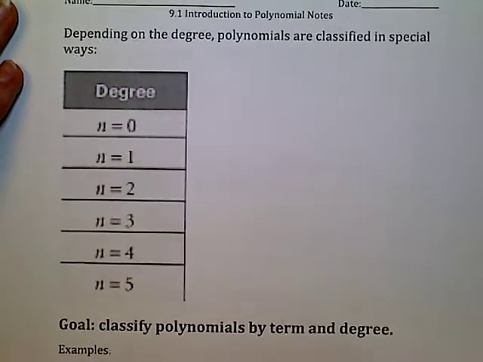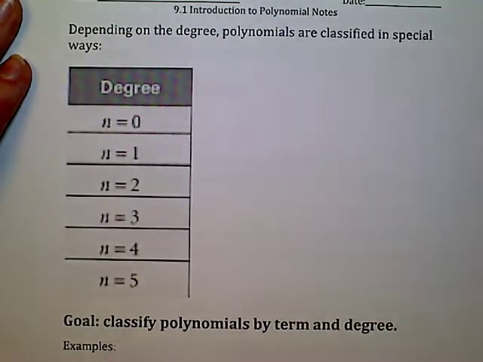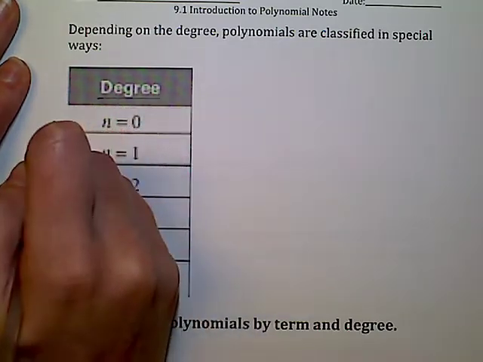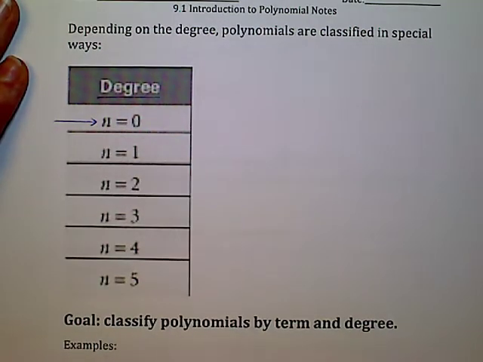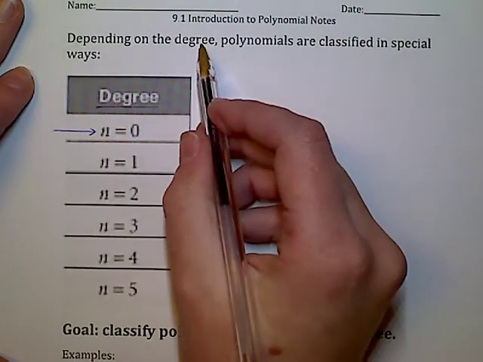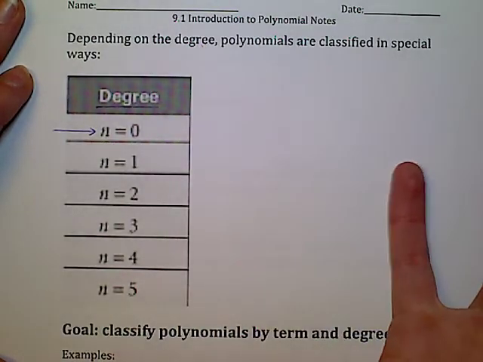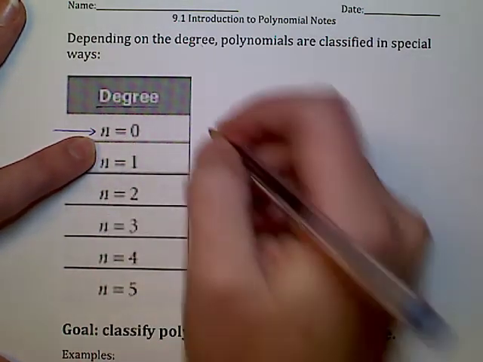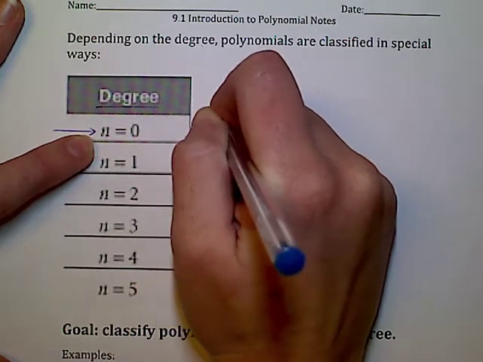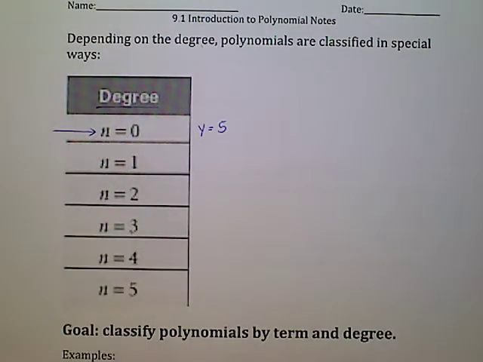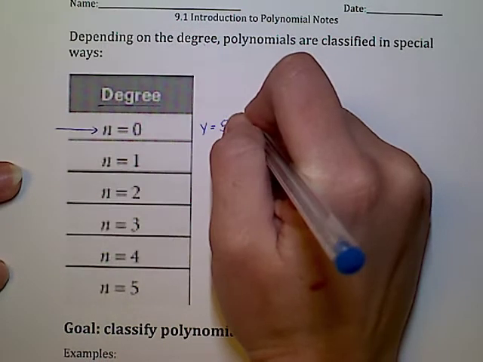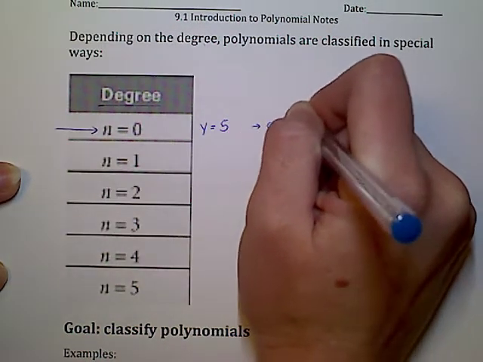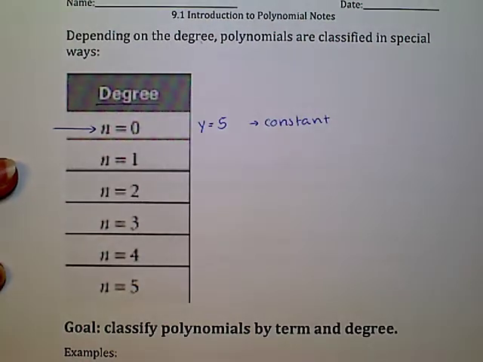Alright, let's flip it over. And let's talk a little bit more about the degree. You might remember this from Algebra 2. Degree, for some reason, they decided to give that the letter n. And depending on the degree, sometimes these polynomials are going to have special names. For instance, if we have a degree of 0, that means the highest exponent is 0. So that could look like that. We don't have an exponent on a variable. We call that a constant.